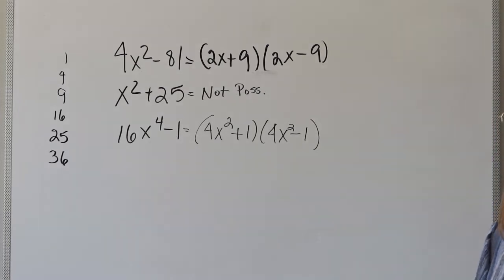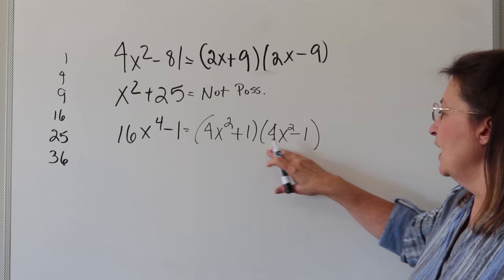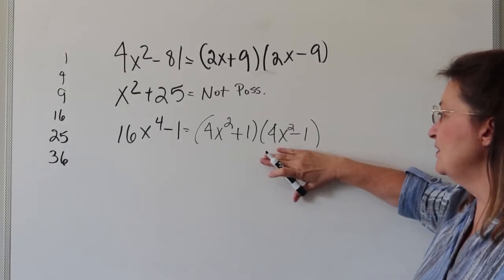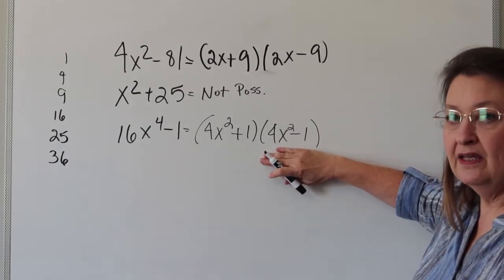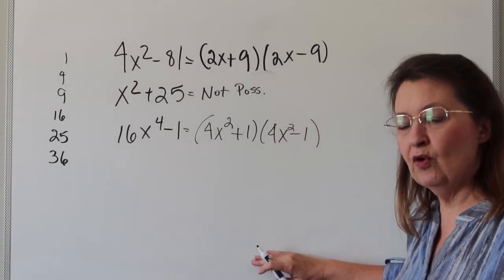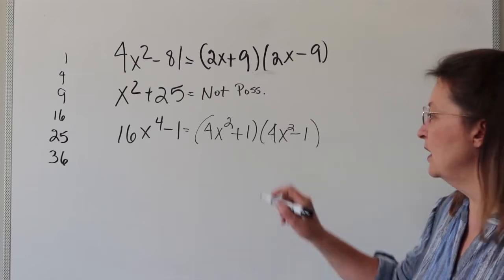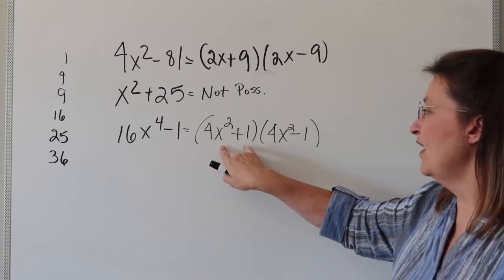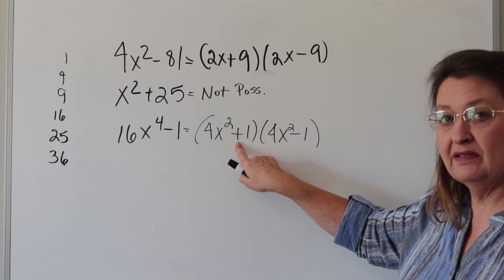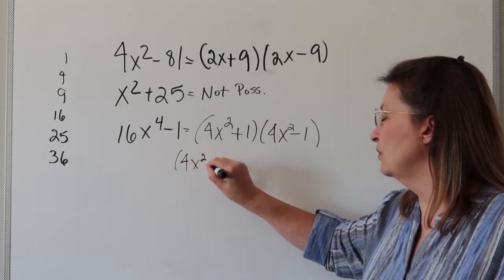Now, hold on, because we are not finished on this one. Check your factors. This factor still contains a difference of two squares. You're not in simplest form until all of your factors contain no more factors. This is fine. I can't factor this anymore because it has a plus sign. So I'm just going to write it down here because I don't want to lose it.